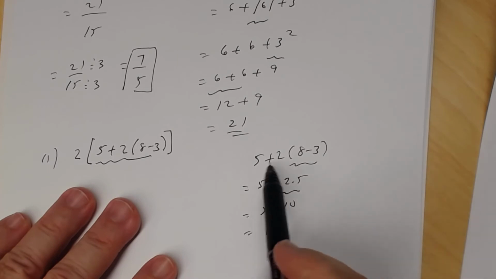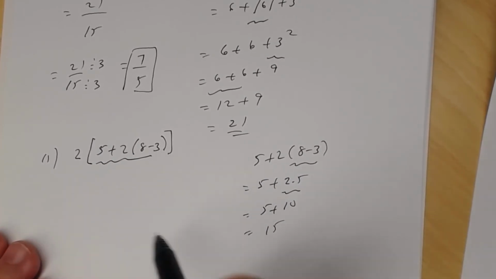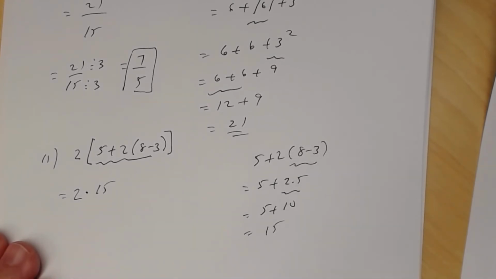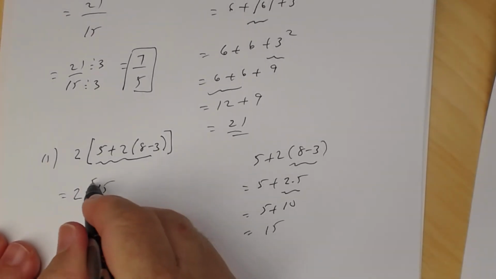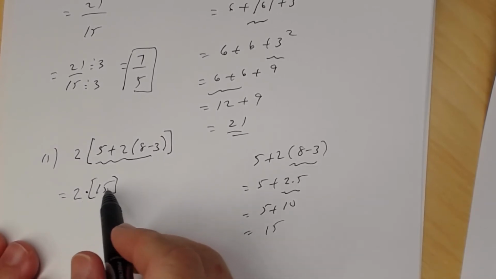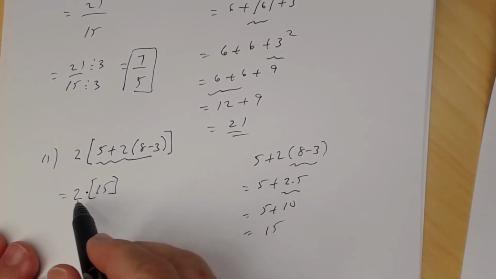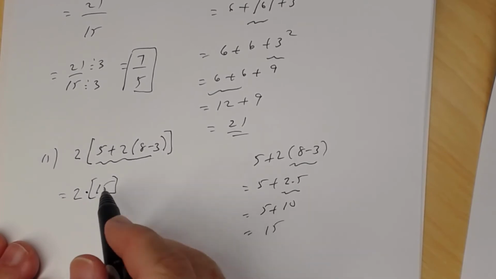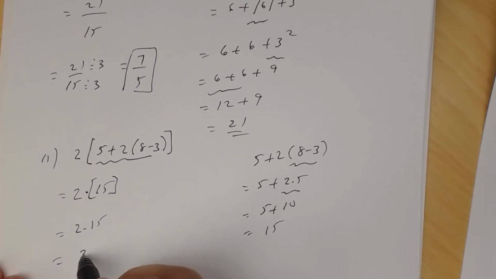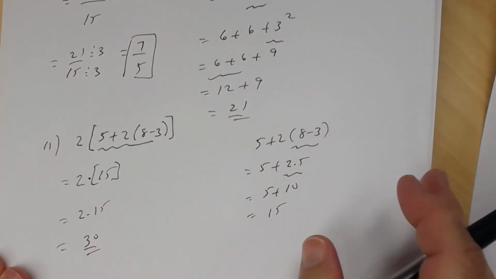Okay, now remember, that is just this right here. So then this becomes 2 times 15. All right, so if you want to put this in bracket, you can, but that's this right here. Just keep in mind that this 2 times and then bracket 15 really means 2 times 15. And so 2 times 15 is 30. That's number 11.